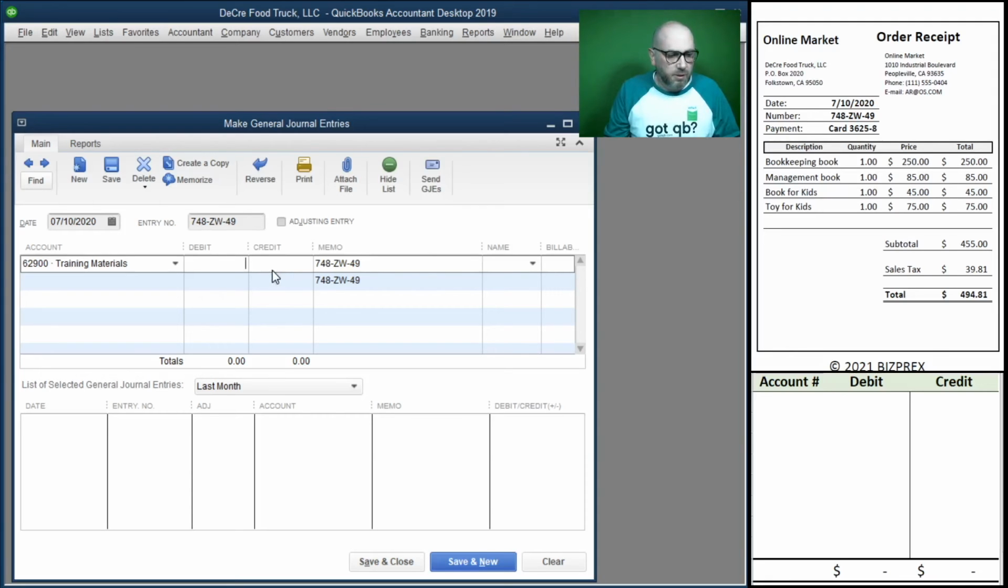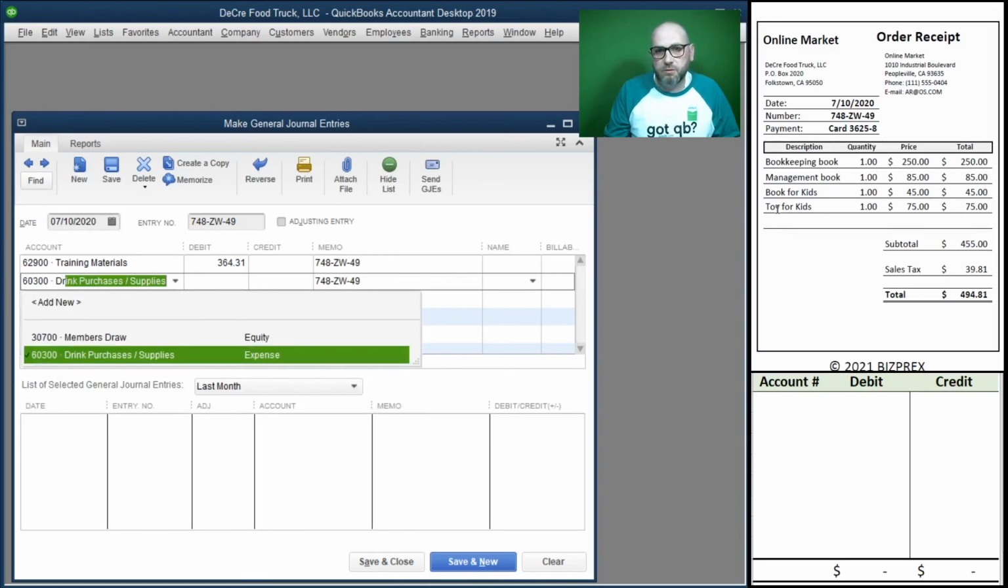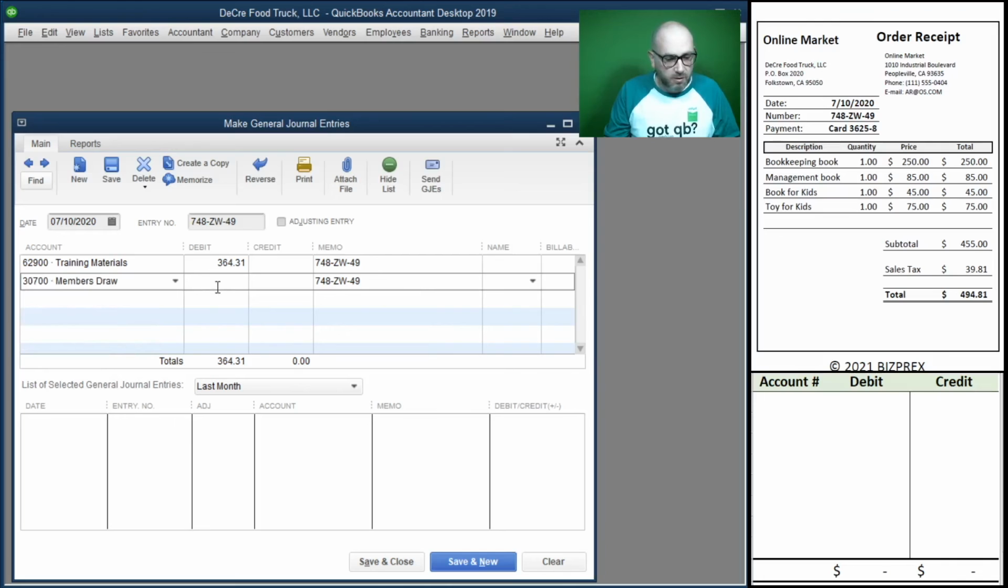Alright, so I happen to do the math behind it, and I know what these two add up to, including tax. So I'm going to just punch in the numbers. Alright, and we also have a draw essentially, right? Since it sounds like we bought some items that are personal, right, that becomes a draw. It decreases our equity.